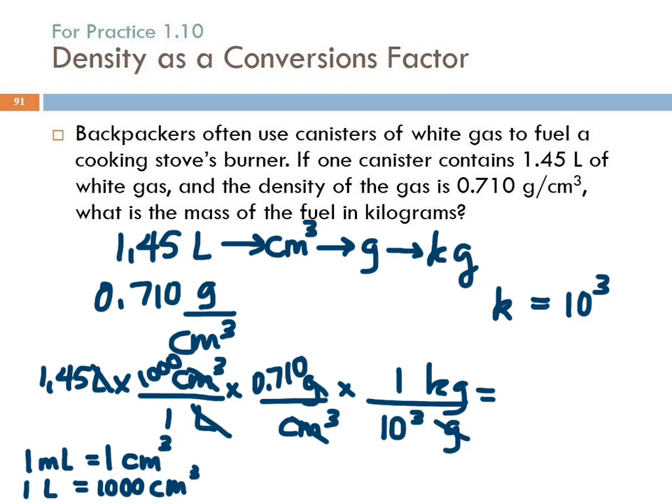So we've got this all set up. The best way to approach this is just read through left to right, top to bottom. So 1.45 times 1,000, divide by 1. Times this, divide by that. Times this, divide by that. Obviously, if you're multiplying and dividing by ones on your calculator, it's not going to change anything. But some people need to do that, and that's fine. So 1.45 times 1,000 times 0.71 and divided by 10 to the 3.